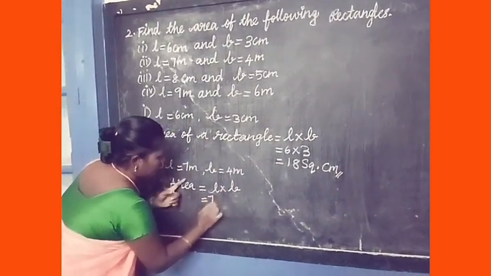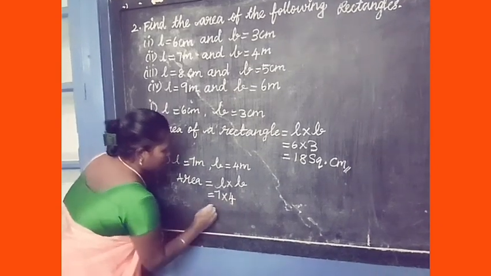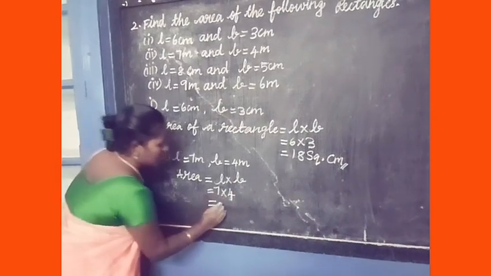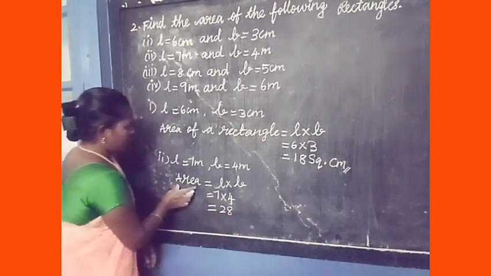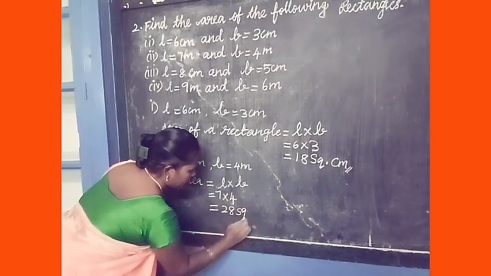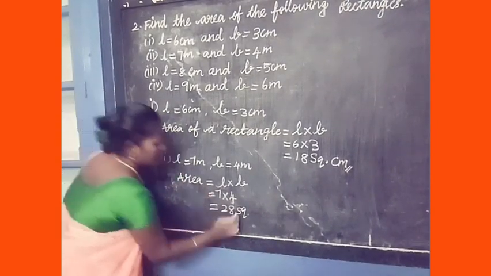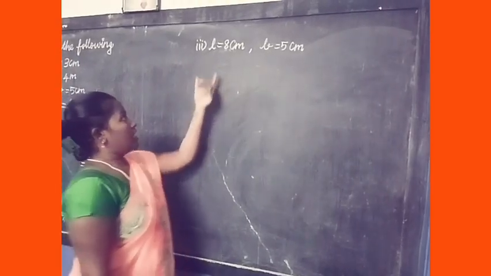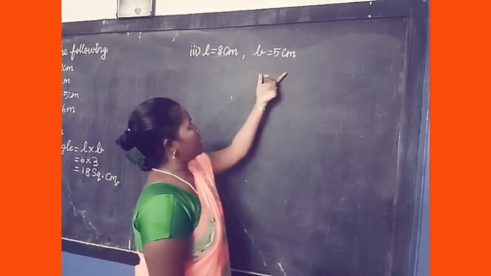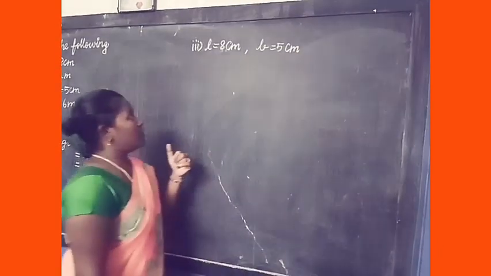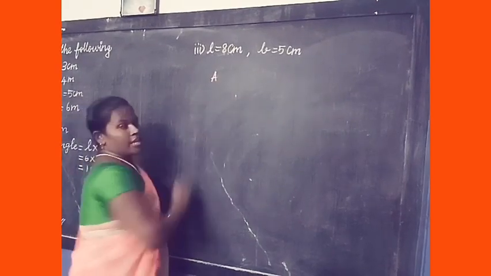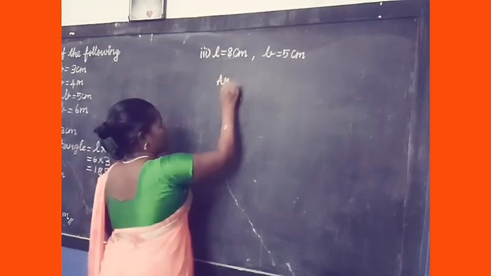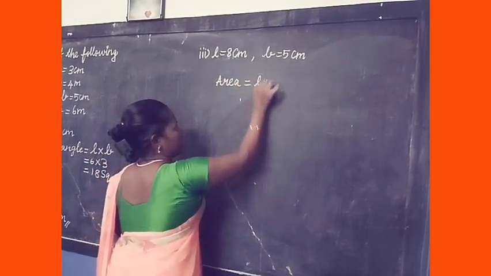So L value 7 into 4. Now multiply the value. 4 sevens are 28. So area means we write square. What is the unit value? Meter. So answer 28 square meter. See the third question. L value is 8 centimeter and B value is 5 centimeter. So we write first formula. Area of a rectangle formula L into B. So in short way write area is equal to L into B.